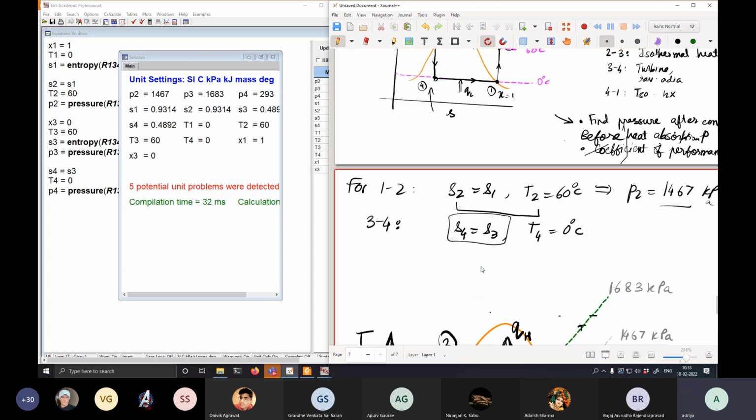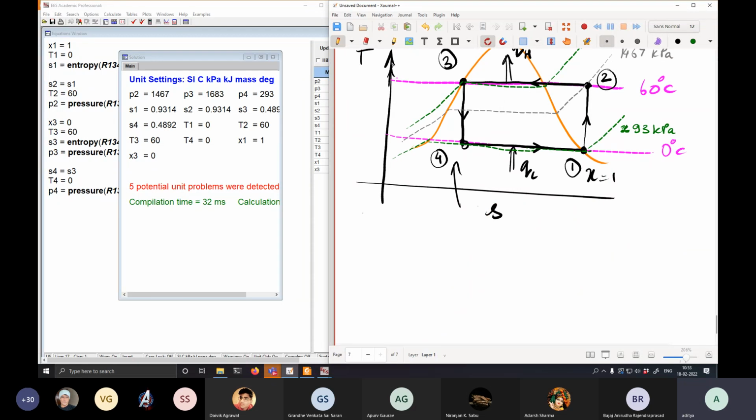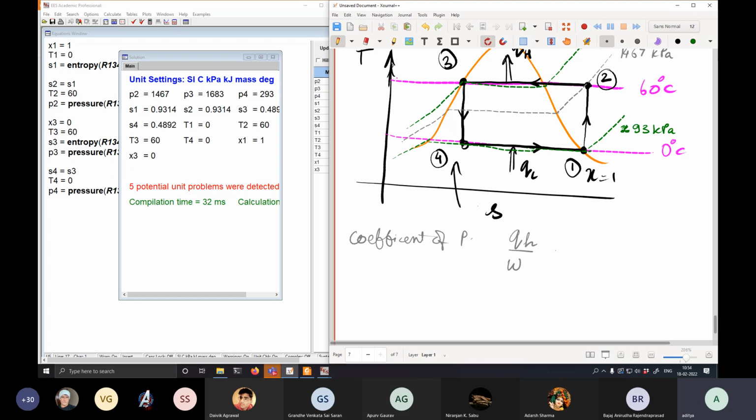Let us look at the last part of the question. What is the coefficient of performance? We want the coefficient of performance of the heat pump, that is QH over W, which is effectively QH over QH minus QL. So how do I find that out?